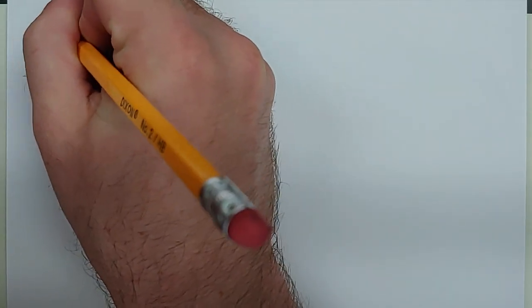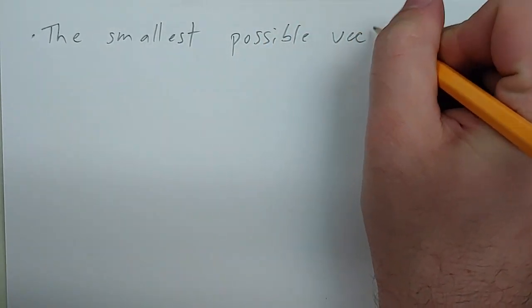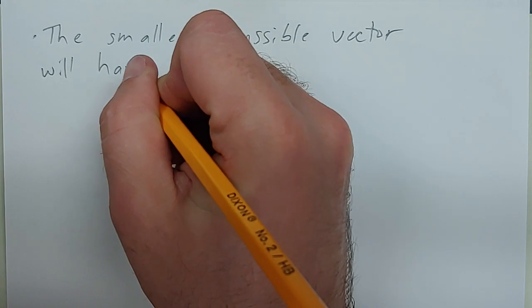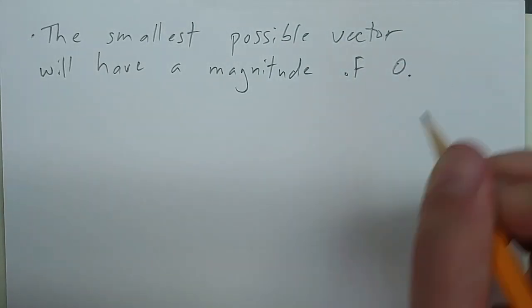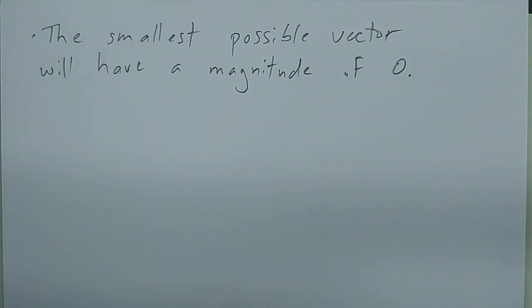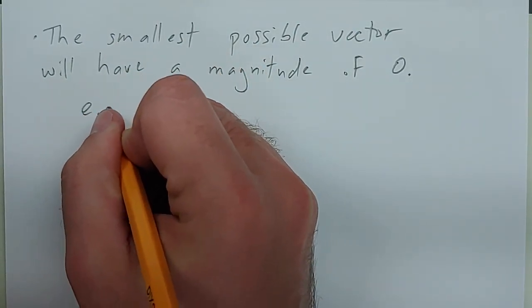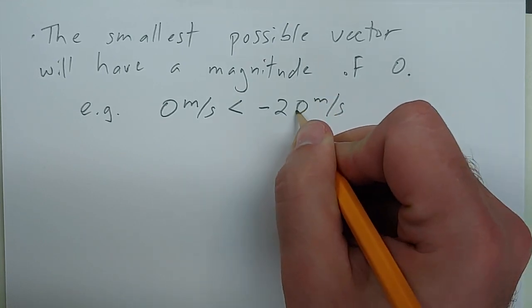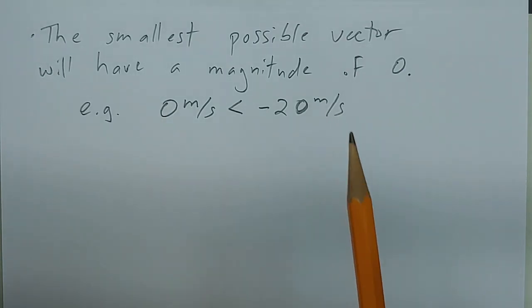So the smallest possible vector will have a magnitude of 0. So for example, 0 meters per second means that you are stopped. And so a velocity of 0 meters per second where you're not moving is the smallest possible velocity you could have. And so that would mean, for example, 0 meters per second, we would say is less than negative 20 meters per second. Because something that is stopped has a smaller velocity than something that is moving to the left at 20 meters per second.